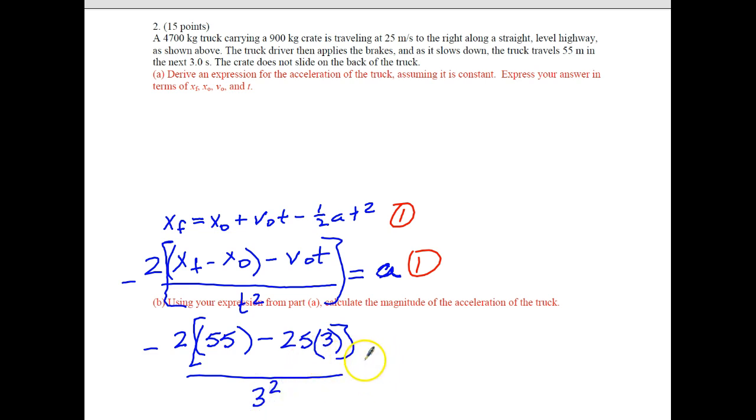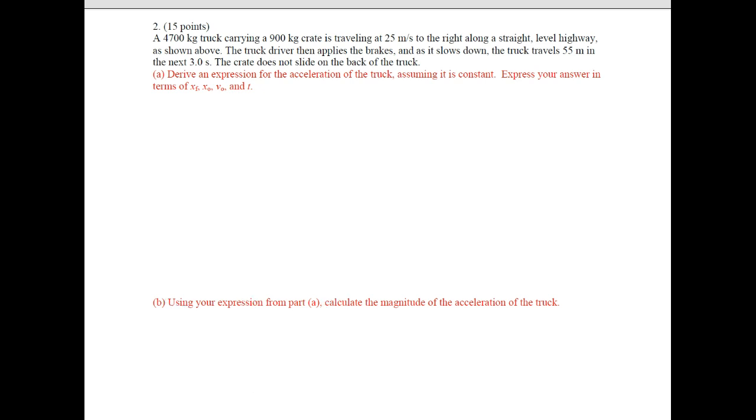If you do all your math, you should get a value for a, and that value should be negative 4.4 meters per second squared. You probably get 2 points for this, 1 for plugging everything in correctly, 1 for the answer. It has to have a negative and has to have the units, or you wouldn't get that point. So if you had just 4.4, no points. 4.4 meters per second squared, no points. But if you had negative 4.4 meters per second squared, you should get all the points on that. Cool. Let's go on to the next part.